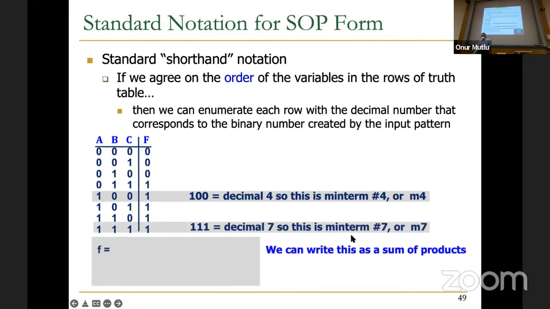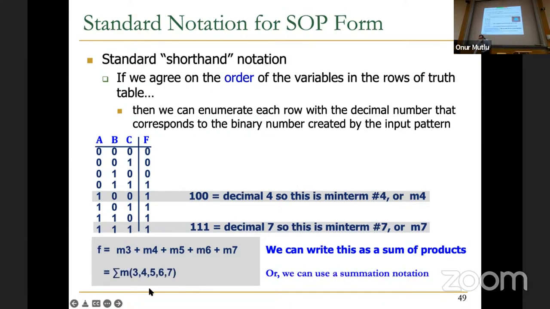So we can express the function as a sum of products of these minterms. Those are the same as M3, M4, M5, M6, M7. Makes sense, right? We just agreed on some notation here. Or you can use the summation notation, which you're going to see over here. That's the sum function of the minterms 3, 4, 5, 6, 7. Okay, so if I tell you this is a 3 input function, and I give you this expression, you know exactly what the truth table is because we agreed on many things here. Makes sense, right?